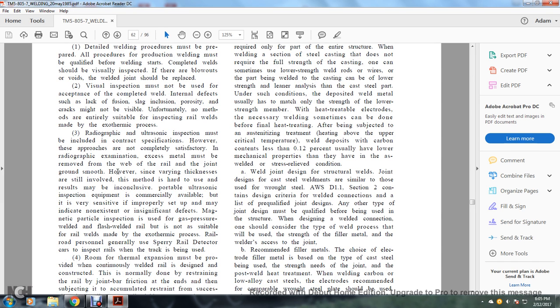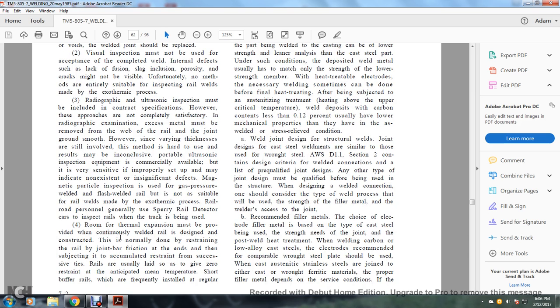In radiographic examination, excess metal must be removed from the web of the rail and the joint ground smooth. However, since varied thicknesses are still involved, the method is hard to use, and the results may be inconclusive. Portable ultrasonic inspection equipment is commercially available, but it is very sensitive, and improper setup may indicate non-existent defects or miss significant ones. Magnetic particle inspection is used for gas pressure welded and flash welded rail, but is not suitable for rail welds made by the exothermic process. Railroad personnel generally use Sperry rail detector cars to inspect the rails where the track is being used.